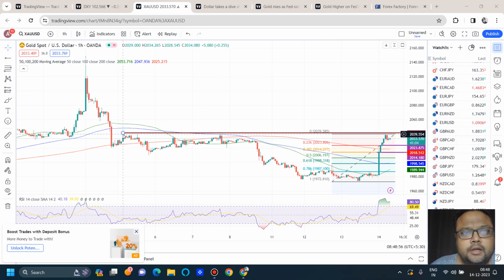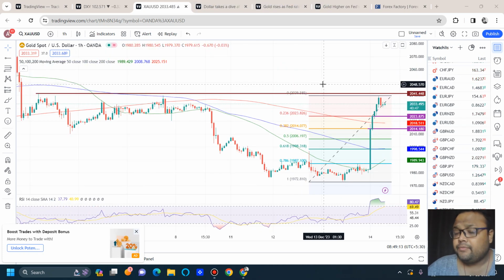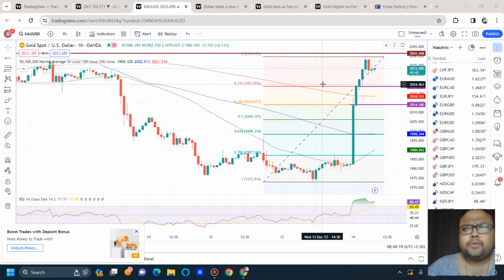Because you can see here 2040, 2041, okay, this level has acted as resistance previously. So once market will break the level of 2042, we do not have any immediate resistance. At least we can expect that market will move towards 2050. So if market breaks 2042 during that day, we can consider it as a breakout and we can look for a buy position.